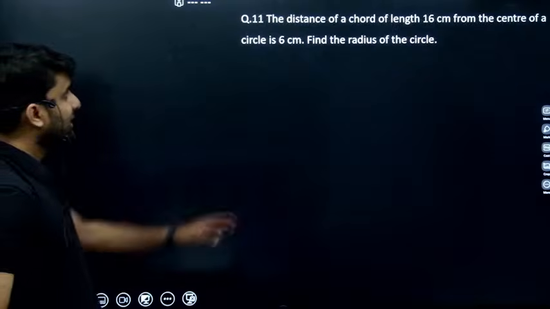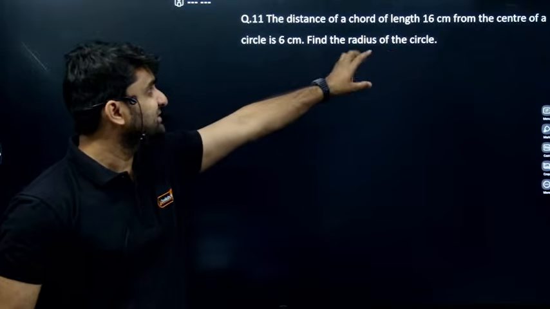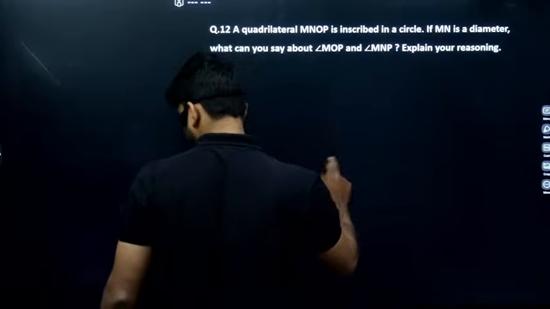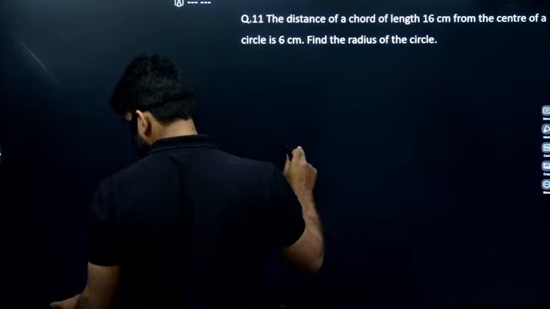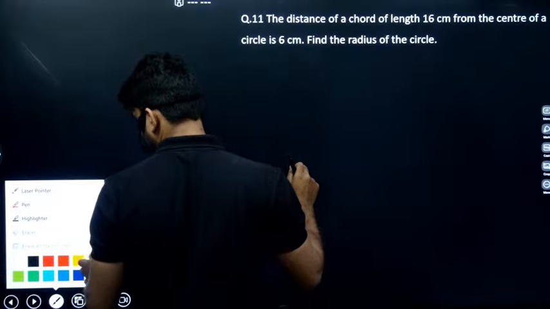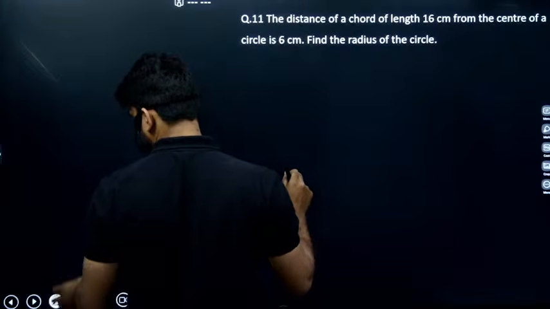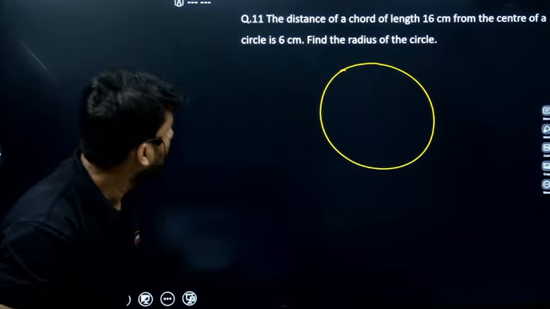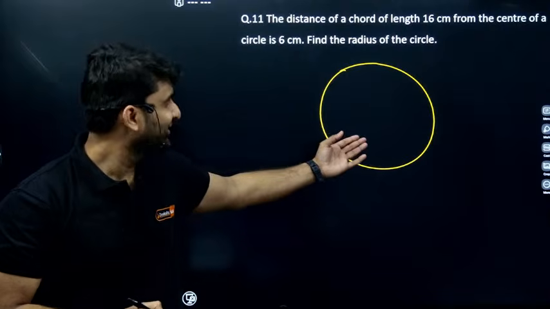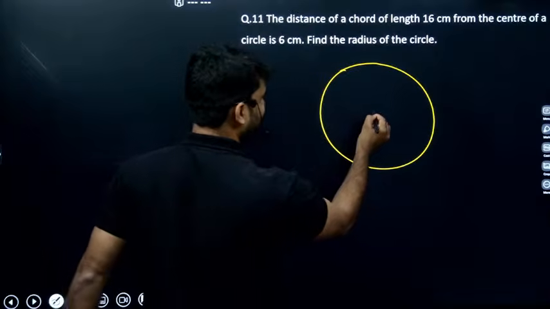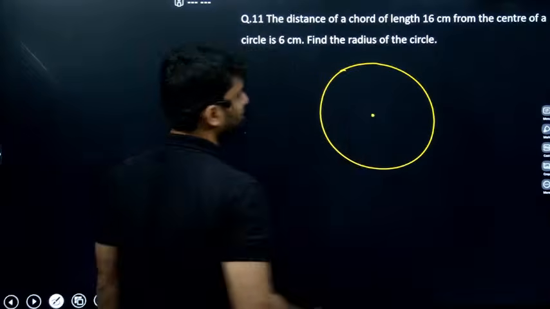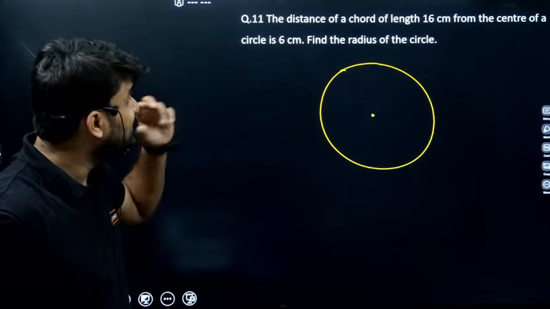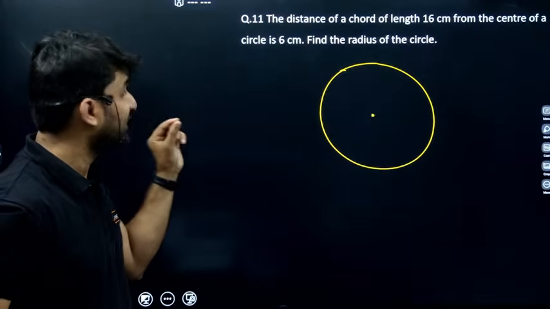Easy. Okay. The distance of a chord of length 16 centimeter from the center of a circle is 6 centimeter. So let's do the question here. This question is from the chapter Circles. So I have a circle. Look at the circle, the center is here. Now please read the question carefully. The distance of a chord of length 16 centimeter from the center of a circle is 6 centimeter.